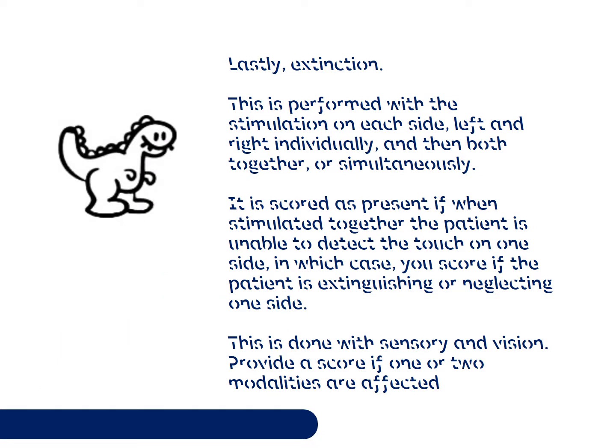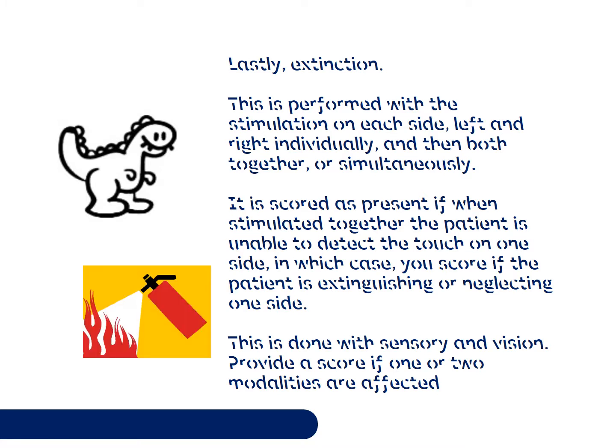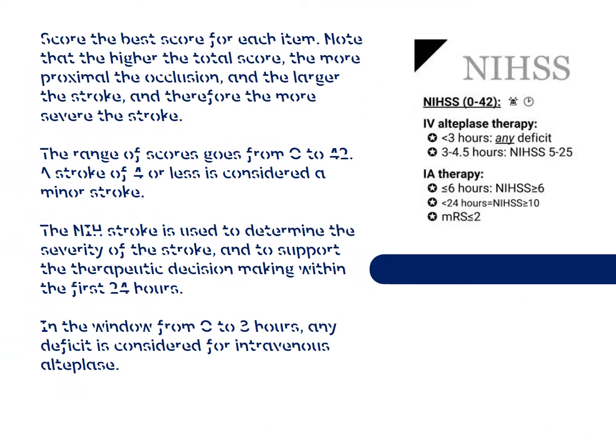Lastly, extinction. This is performed with the stimulation on each side, left and right individually, and then both together, or simultaneously. It is scored as present if when stimulated together the patient is unable to detect the touch on one side, in which case, you score if the patient is extinguishing or neglecting one side. This is done with sensory and vision. Provide a score if one or two modalities are affected. Score the best score for each item.